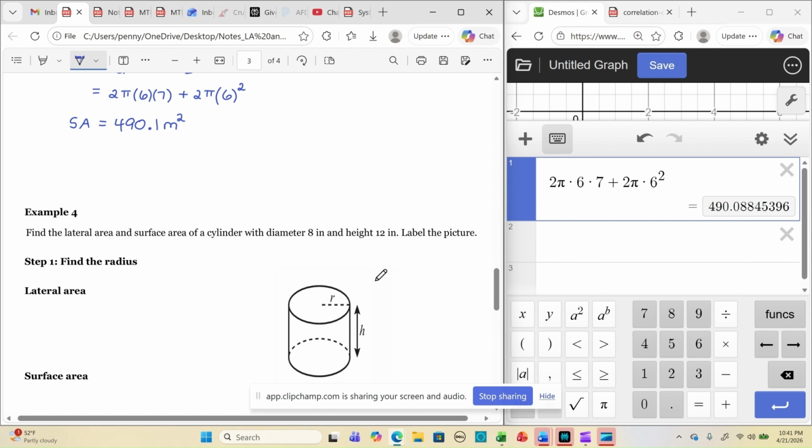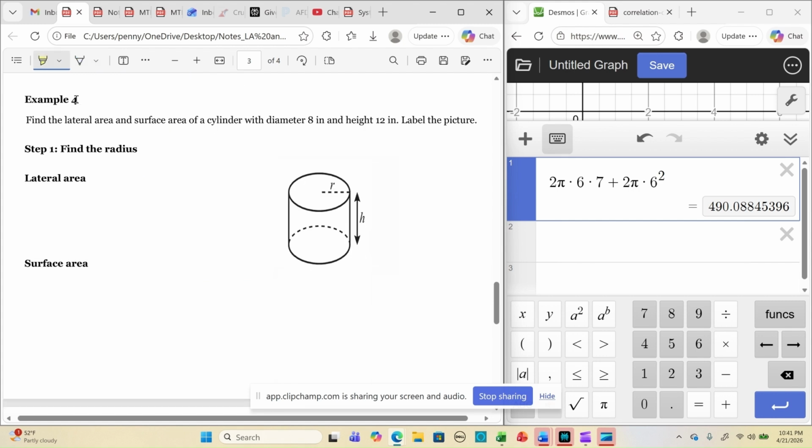All right. Example 4. Find the lateral area and surface area of a cylinder. Oh, a little bit different this time. Diameter of 8 inches, height of 12 inches. Now when we do our formula, lateral area is always 2 pi RH. But this time, it didn't give us the radius, it gave us the diameter. So the radius is half of the diameter. So 8 divided by 2, half of 8 is 4. So our radius is 4 inches, height 12 inches. So you need to pay attention. What did it give you, radius or diameter?